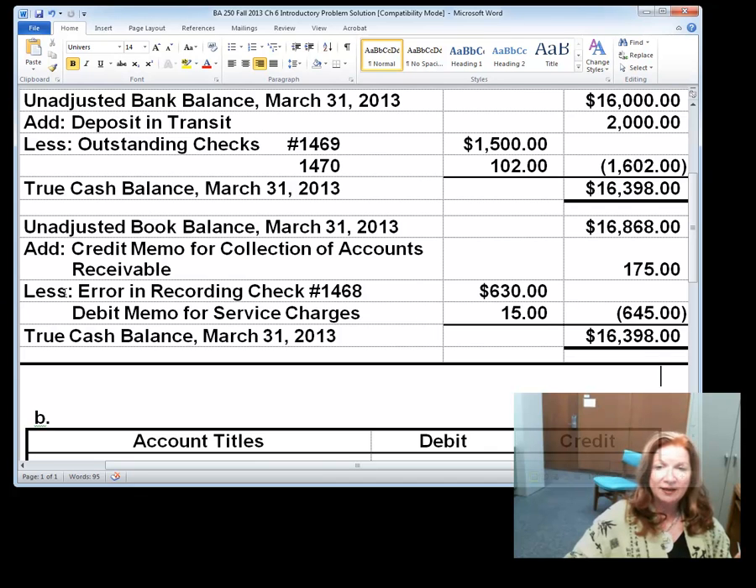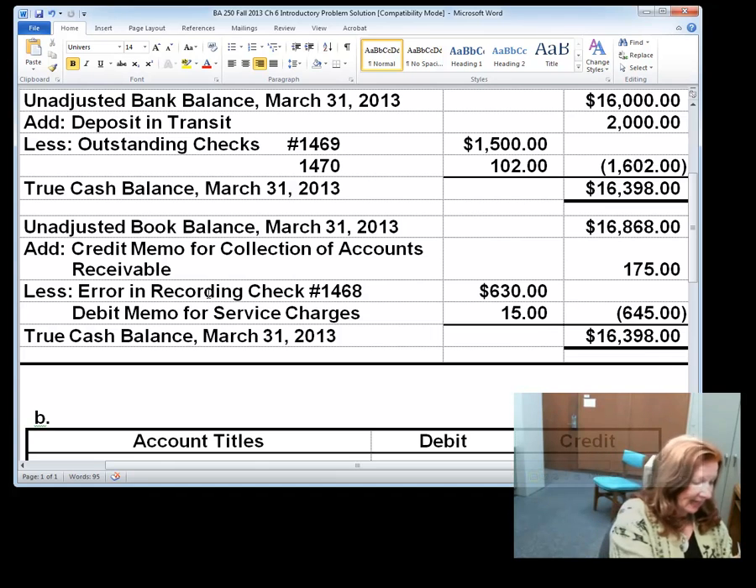Now then, we're looking for amounts that need to be subtracted. So what needs to be subtracted? Well, there was an error, and when we look at check 1468, in our books it is written for $70, but 1468 cleared for $700.